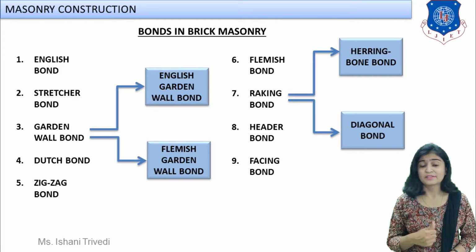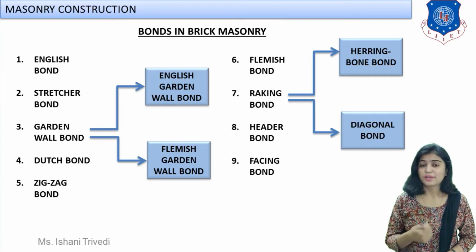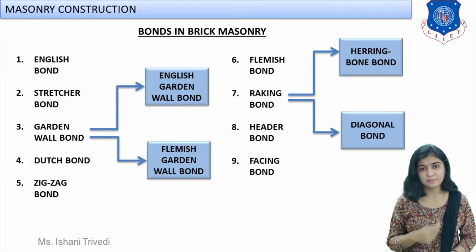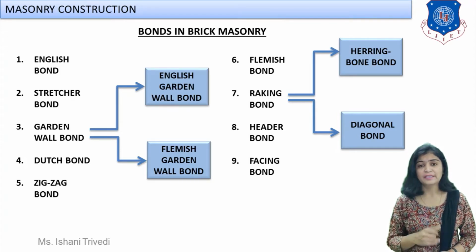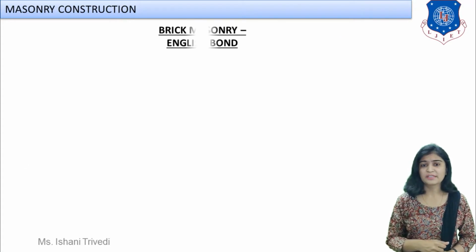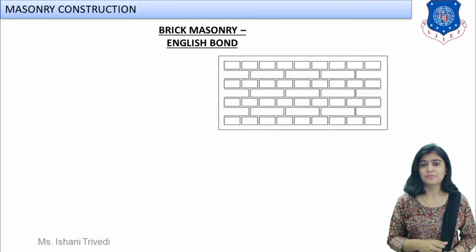Then we have raking bond. Now, what is raking bond? Further, raking bond is also subdivided into herringbone bond and diagonal bond. We are going to study all of these types of bonds in detail. Then we have header bond and stretcher bond, which I already told you, and the facing bond. So students, let us start with the first type of bond. This is your basic type of bond known as English bond.